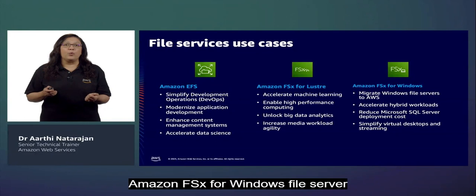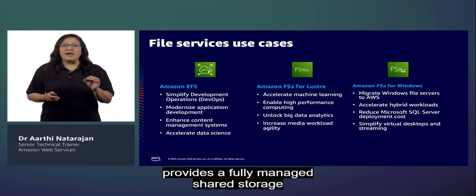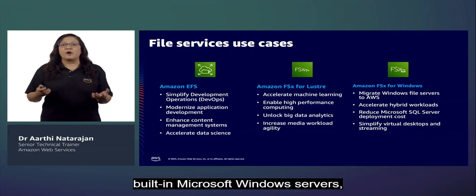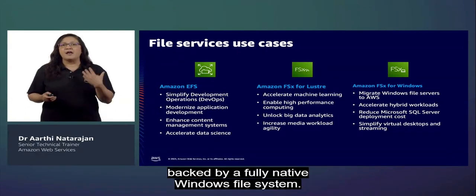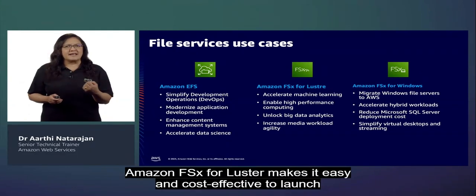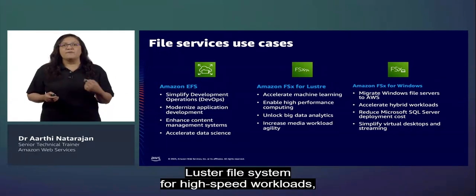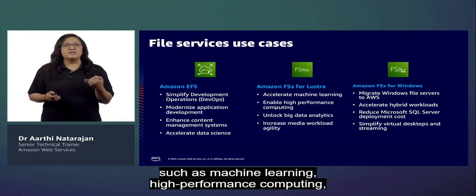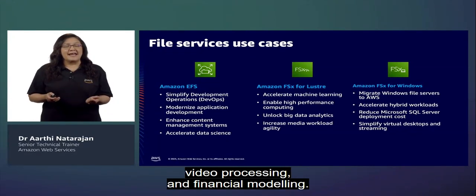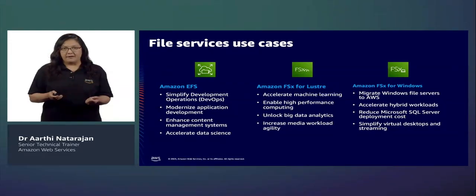Amazon FSx for Windows File Server provides a fully managed shared storage built on Microsoft Windows servers backed by a fully native Windows file system. Amazon FSx for Lustre makes it easy and cost-effective to launch and run the popular high-performance Lustre file system for high-speed workloads such as machine learning, high-performance computing, video processing, and financial modeling.